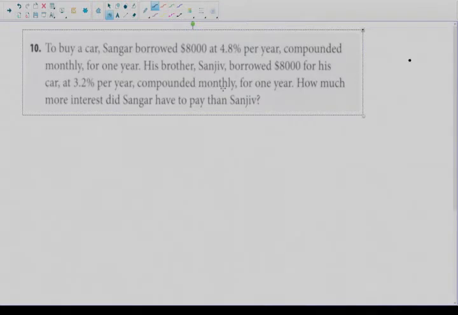So to buy a car, Sangar borrowed $8,000 at 4.8% per year, compounded monthly for 1 year. His brother Sanjiv borrowed $8,000 for his car at 3.2% per year, compounded monthly for 1 year. How much more interest did Sangar have to pay than Sanjiv? So we've got a part A and a part B to this question. Both of them use compounded interest.